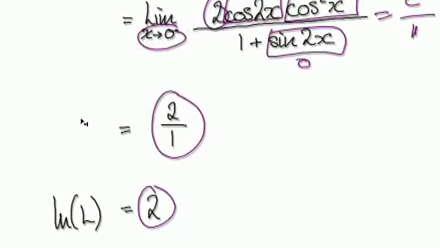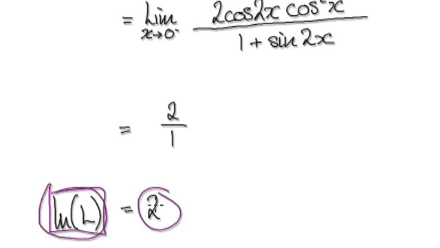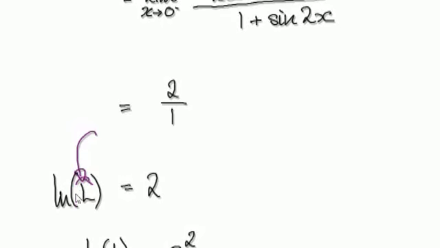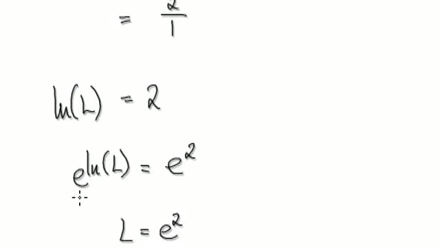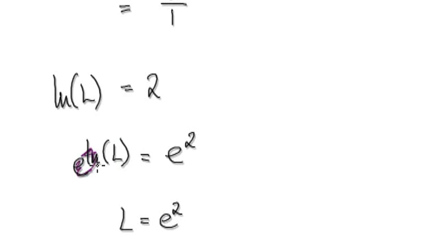Remember, right from the start, we wanted to evaluate capital L, but then we needed to take the natural log of capital L. So now we are at natural log of capital L equals 2. Remember, it is the capital L that we're seeking. So what you do is you raise e to both sides. That will then give you this, and now these two in a way cancel each other out. So capital L equals this. So the limit is actually e squared. Okay.